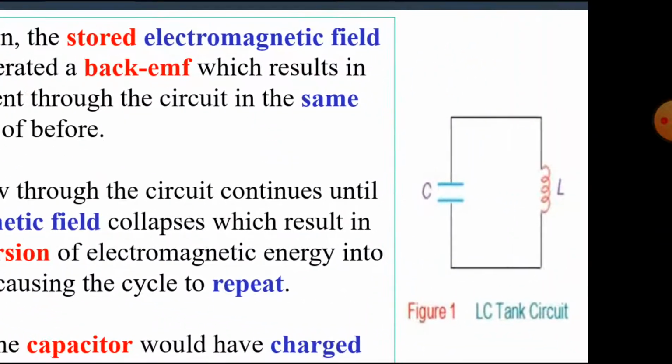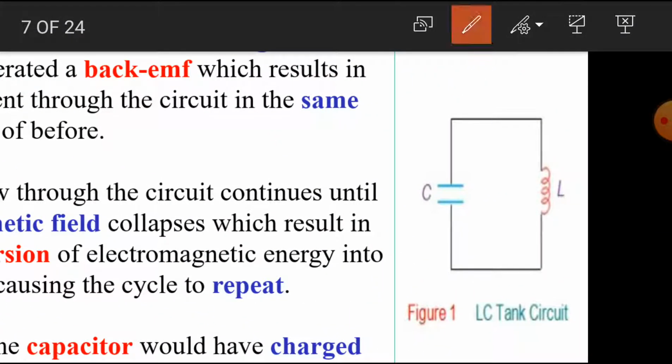Here in this LC tuned circuit, the capacitor is charged. Let's consider this is the positive polarity and this is the negative polarity. The capacitor discharges through the inductor. During this discharge, the electromagnetic field is developed across this inductor. When the capacitor is fully discharged, no current flows through the circuit, but the electromagnetic field developed across the inductor generates a back EMF.